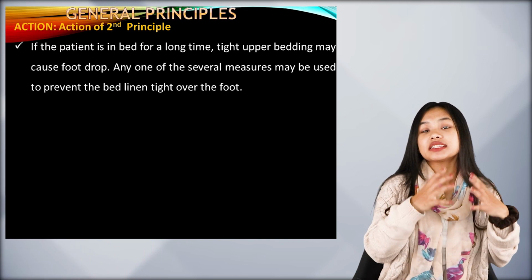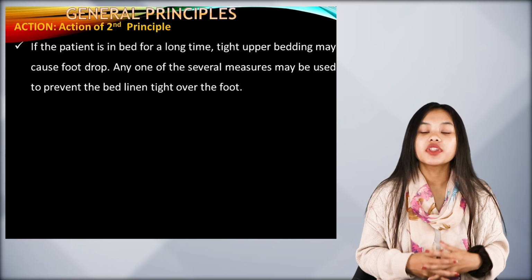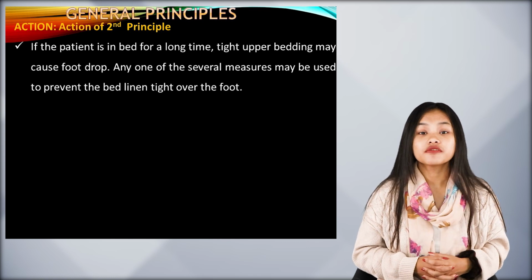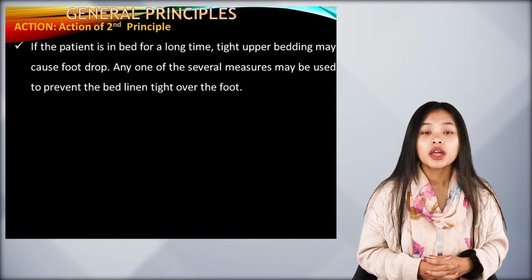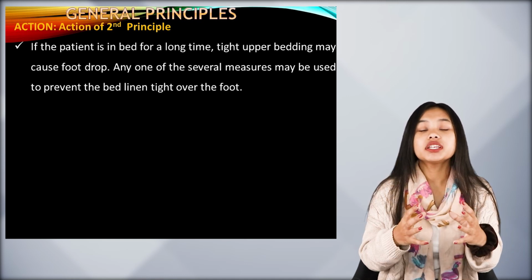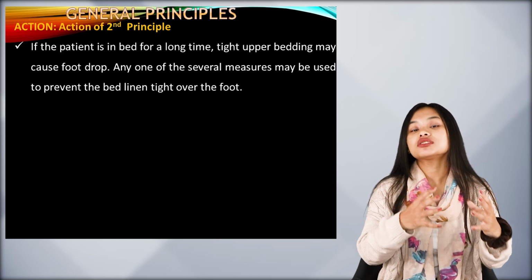And if the patient is in bed for a long duration of time, then the tight upper linen can cause foot drop. So in order to prevent this from occurring, there are several measures that we can perform. We can make a pleat in the top sheet and the blanket across the foot of the bed. We can make a longitudinal box pleat down the middle of the bed. While tucking the upper bedding, you must also tell the client to flex their knees. You can also place a pillow, a footboard, or even a cradle at the foot of the bed in order to take the weight of the upper bedding.